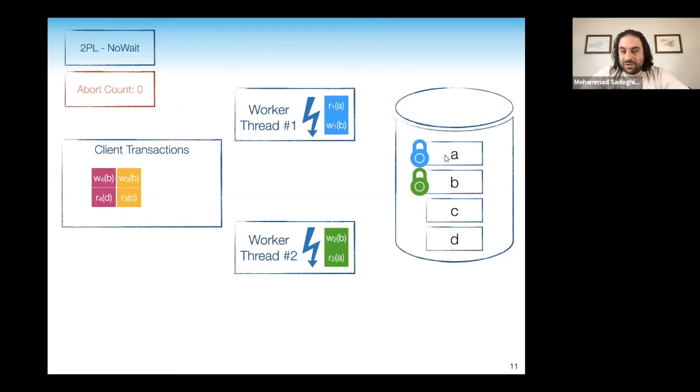So first it requests the lock on A. In the same way, worker thread two first requests the lock on B. So the first operation of both transactions succeeded. Now worker thread A also wants to write to B, so it requests the lock, but of course B is already locked. So what happens is a no-wait 2PL protocol.